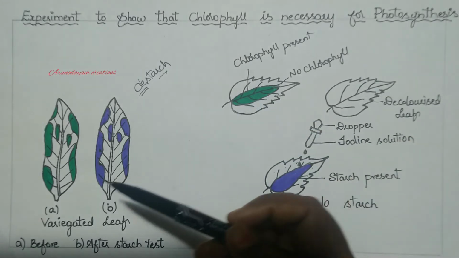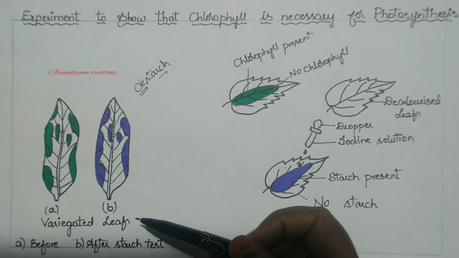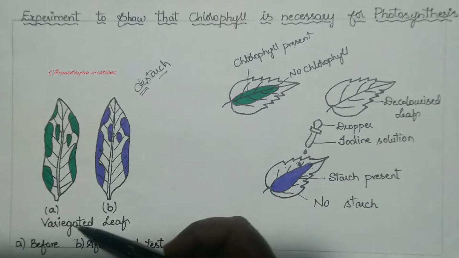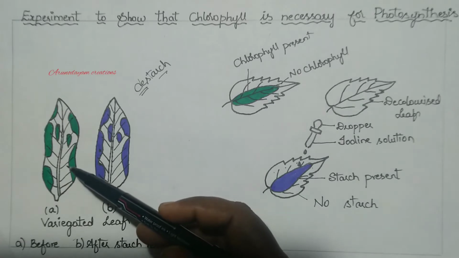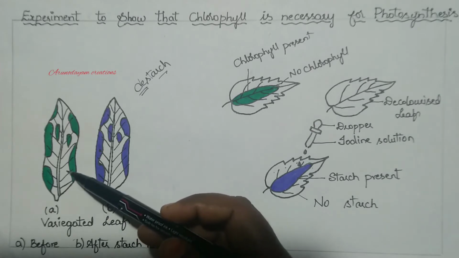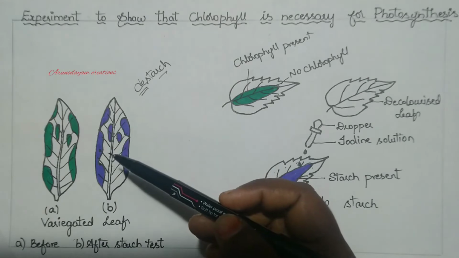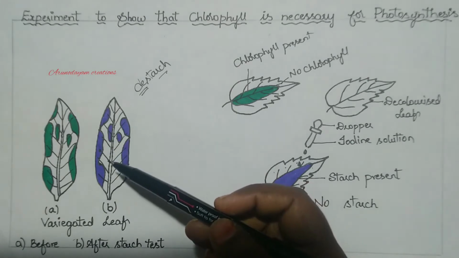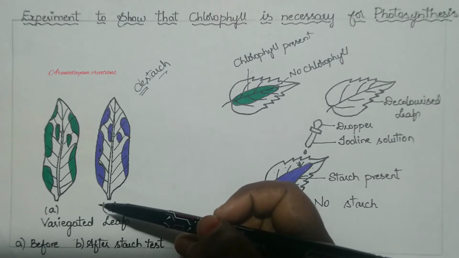For this experiment we need a plant with variegated leaves. Variegated leaves means nothing but a leaf which contains green color patches and white color patches. A leaf with both green and white color patches. We can see these types of leaves mostly in croton plants. So we can take any croton plant with a variegated leaf, any potted plant.